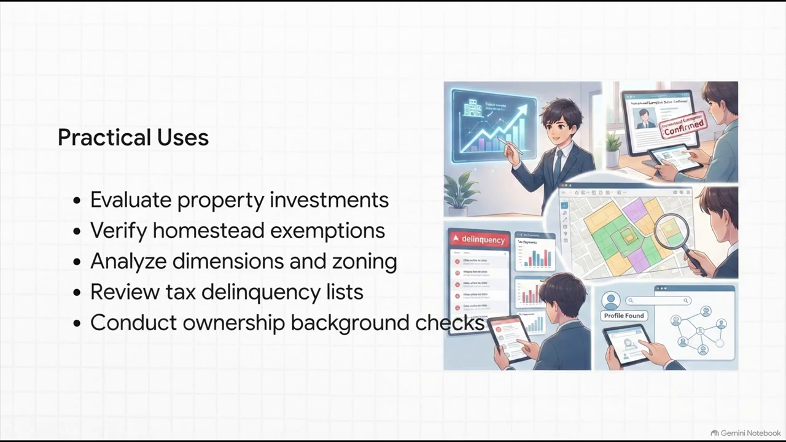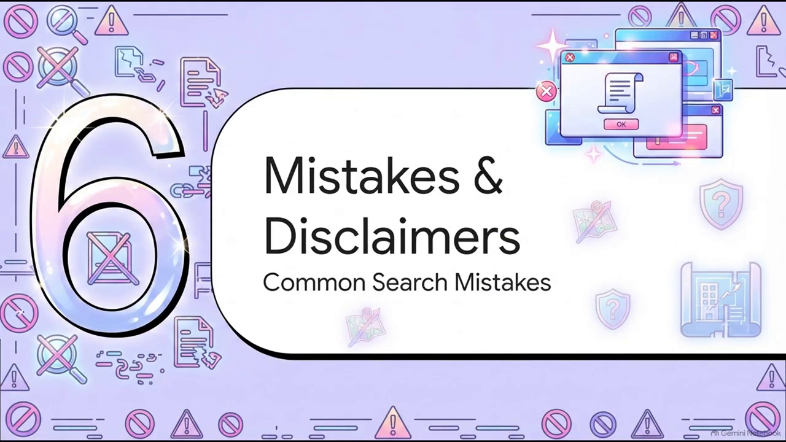You can also use the GIS map to analyze spatial dimensions and zoning before you go in and, say, build a new fence. You can review historical tax delinquency lists for auction opportunities. Or, honestly, you can simply conduct basic background checks to see who actually owns the empty lot next door to your house. Which brings us to Section 6, Common Mistakes and Disclaimers.